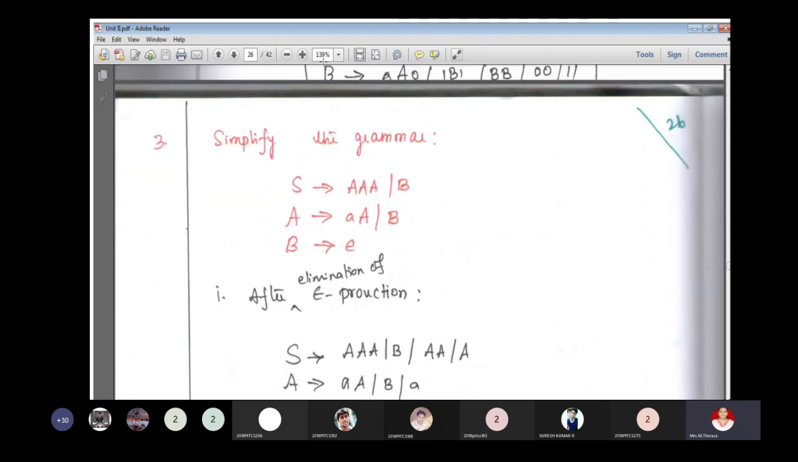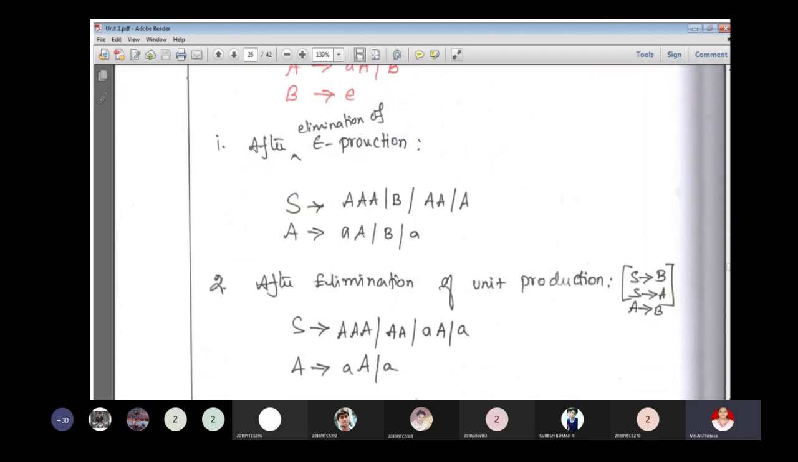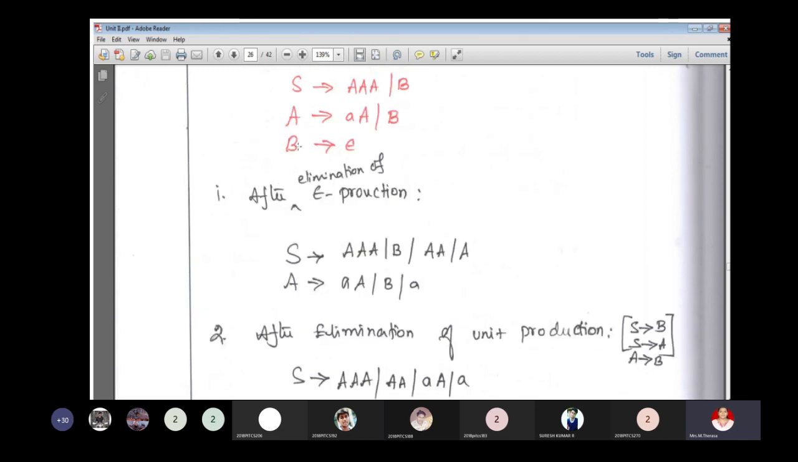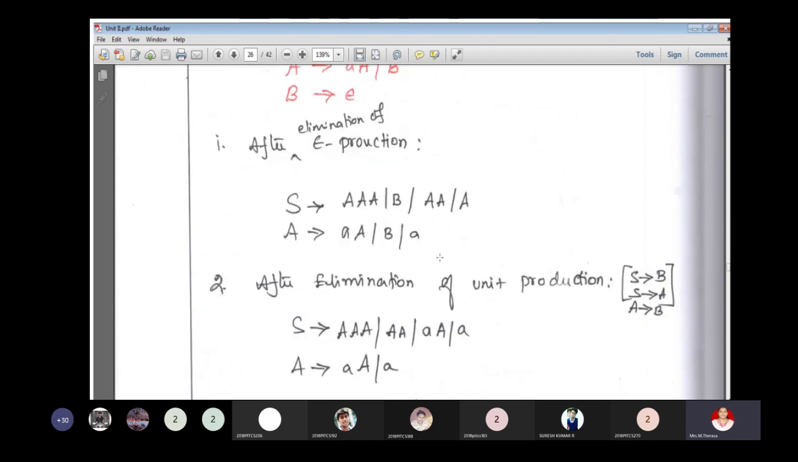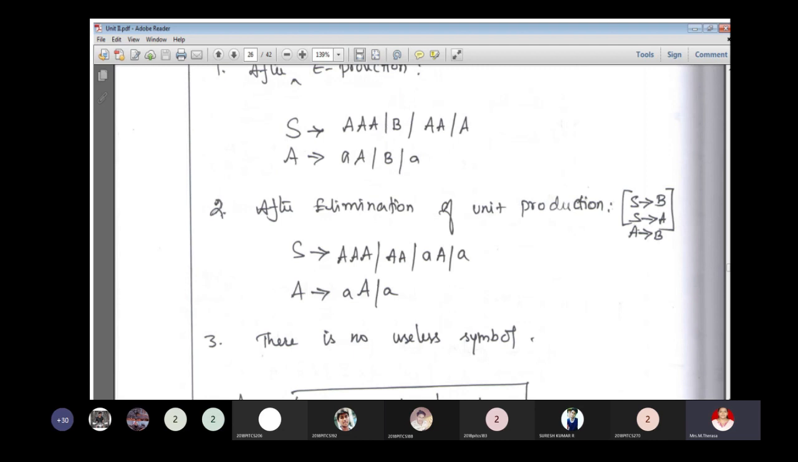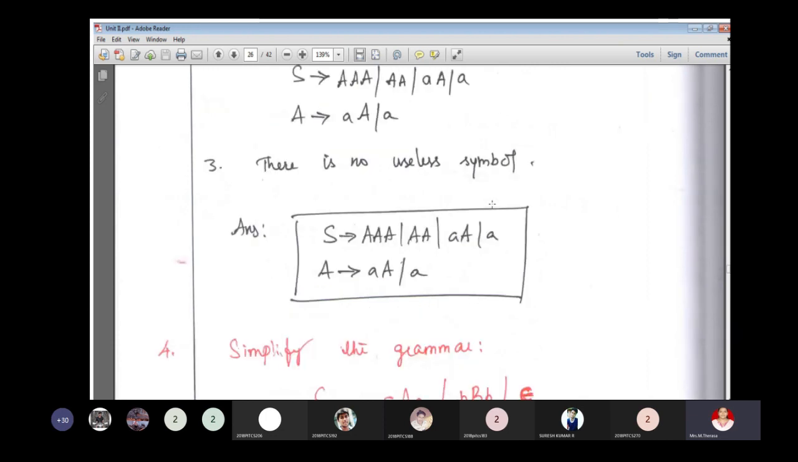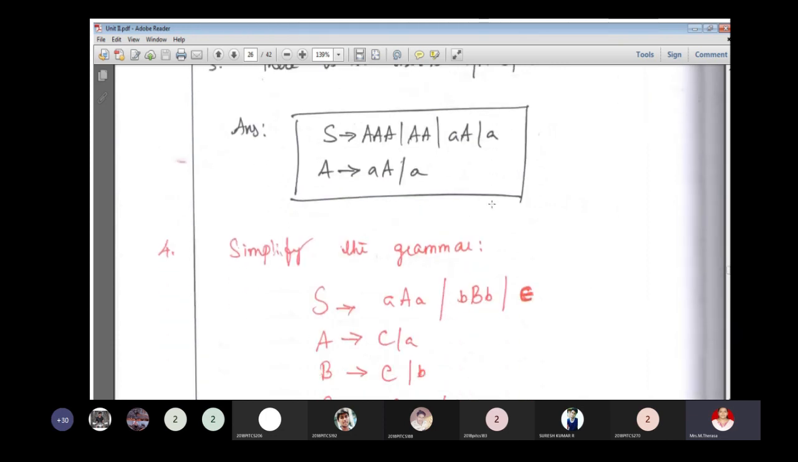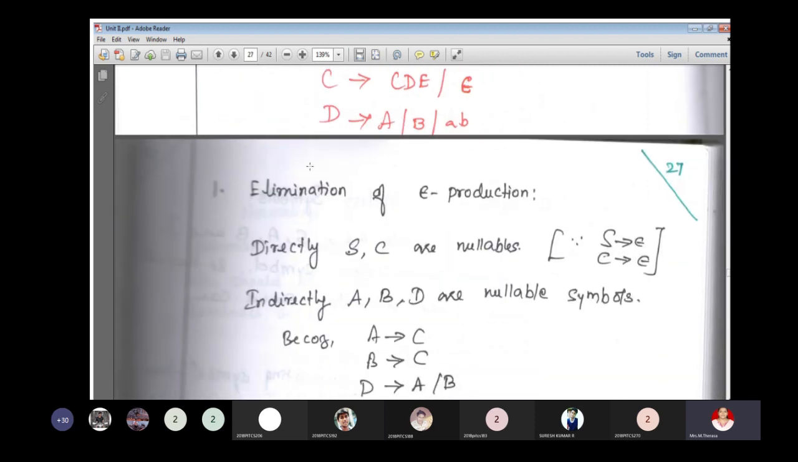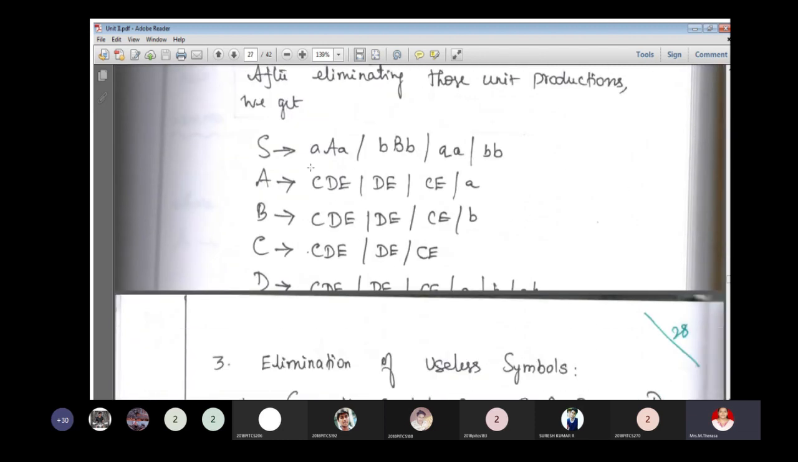And one more example. Simplify the grammar. S tends to AAA, A tends to AA, B tends to epsilon. So always the first step is to eliminate the epsilon production. So after eliminating the epsilon production, B tends to epsilon, you will be getting these. Then you have to eliminate the unit production. These are the unit productions you have got, that A tends to B, and S tends to B. Okay, so you have to substitute the body of the unit productions. So at last, there is no useless symbol. Clear? So this is how you can simplify the given grammars.